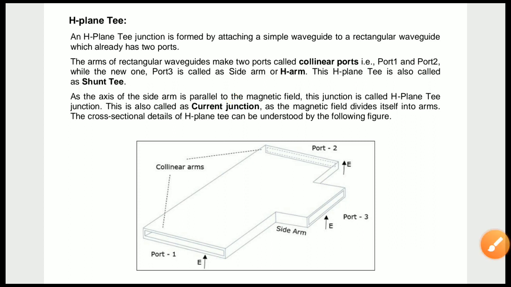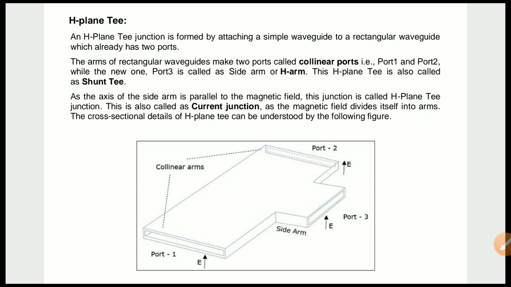So this is the basic figure of this H plane T. Please remember, the scattering matrix of the H plane T will be 3 by 3. There will be 3 rows and 3 columns in the matrix, and you have to find all the values of the scattering coefficients. Scattering coefficients means the coefficients in the scattering matrix. So this is the first one, the H plane T.